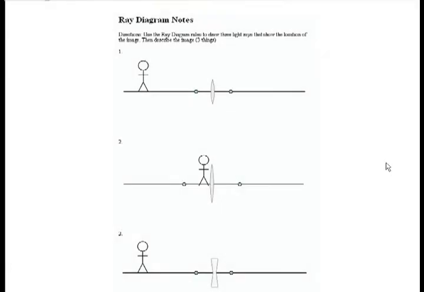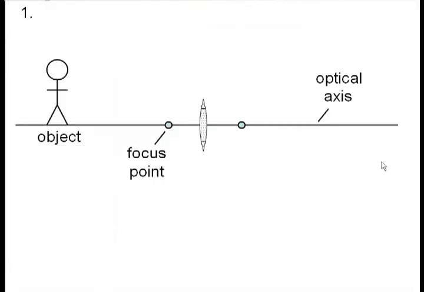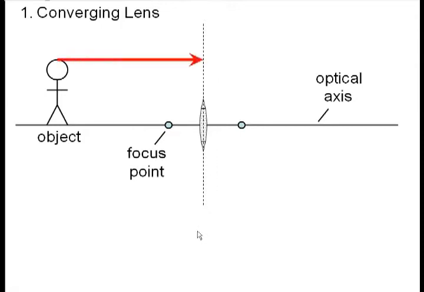Ray diagram practice for lenses. Our first diagram, we want to label this as a converging lens. Notice that the lens is smaller than the object is, so we're going to extend the lens with a dotted line. So when the light rays come from the object, when they hit the dotted line is where they're going to bend. Our first light ray goes in parallel and comes out through the focus point.